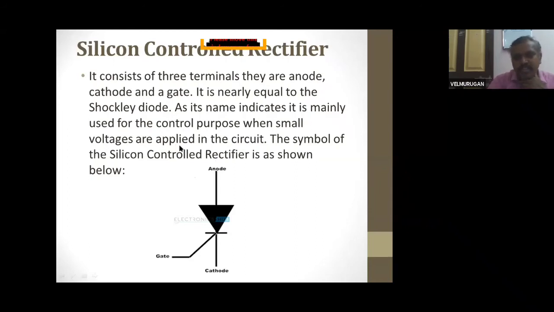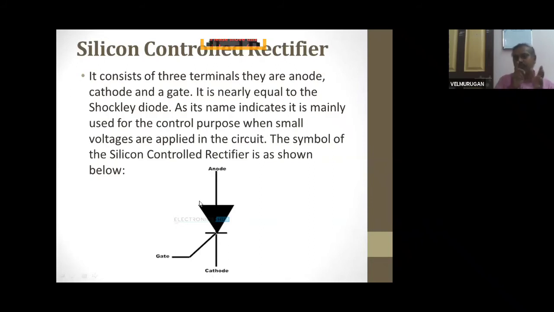When a small voltage is applied in the circuit, the symbol of the Silicon Controlled Rectifier is shown here. See, there is anode and cathode, and the gate terminal triggers it. So it is a control device. You can use it for voltage control or current control. Rectifier means anode to cathode, converting alternating current to direct current, a pulsating DC. At that time you can control how much voltage and how much output frequency you want.